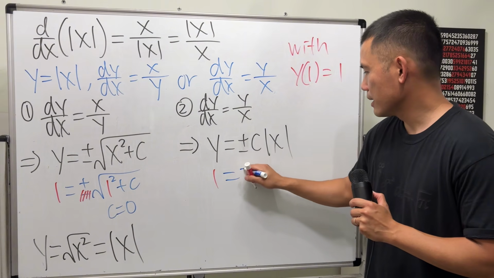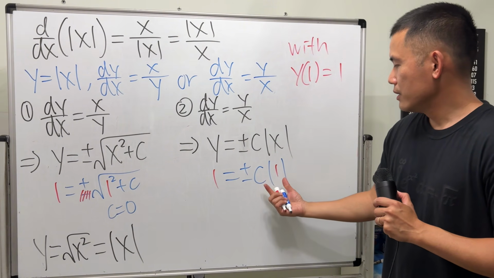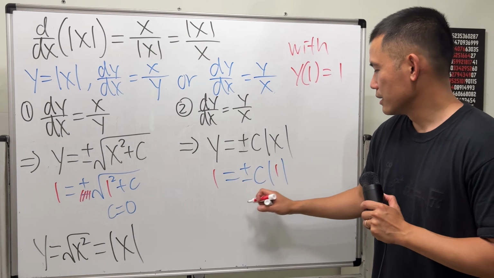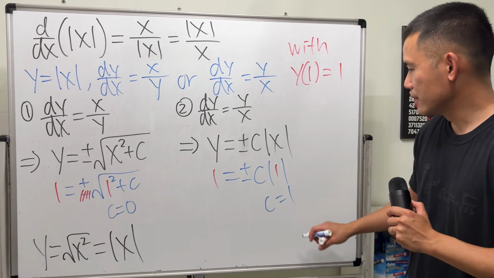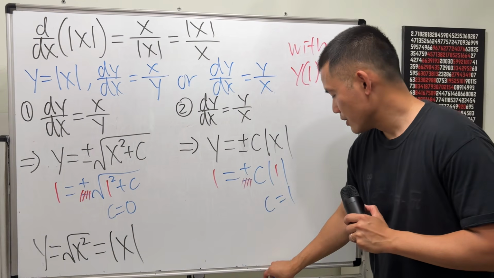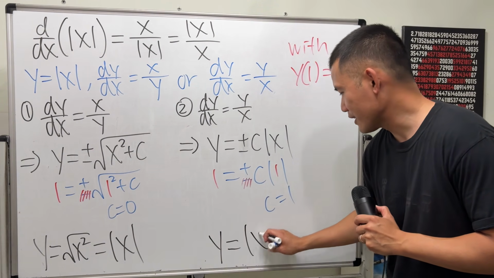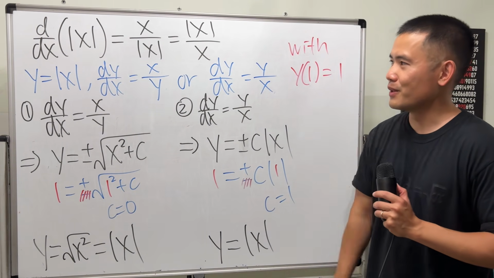Okay, right here, when we put 1 and 1 into x and y, so here is 1 equals plus or minus c times the absolute value of 1. So c has to be positive 1, so let me just make c equals positive 1. So get rid of that, right? Get rid of that again. So this right here, we also get y equals absolute value of x. Yeah, very nice question. I have never thought about it. Thank you.